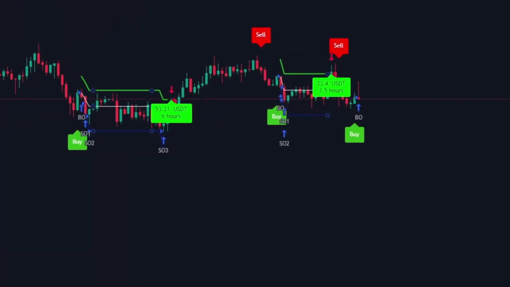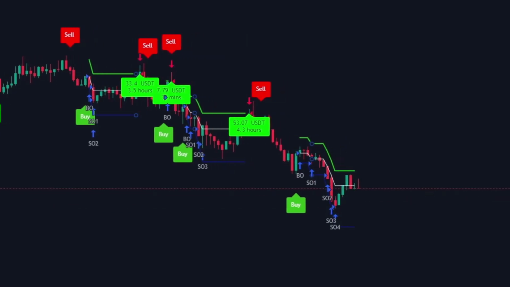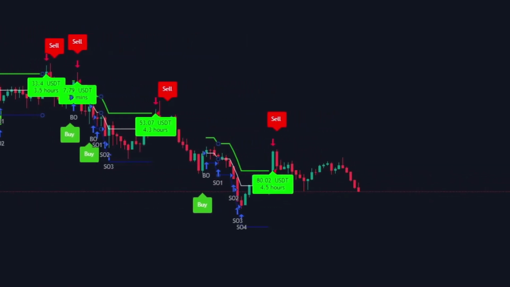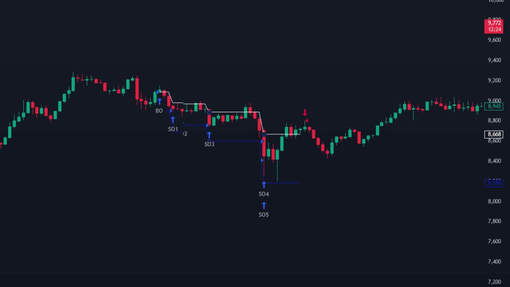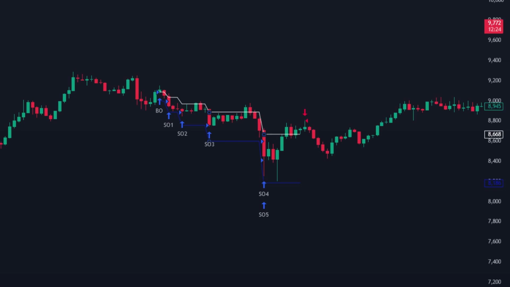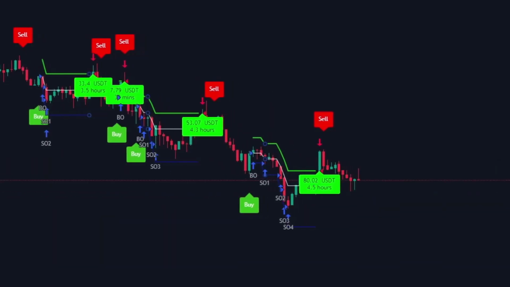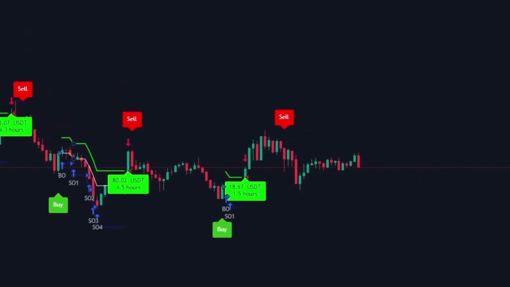DK Algo gives you the ability to configure several key settings for safety orders. You can set the size of your base order and safety orders to determine how much capital you want to allocate. You can define how far the market should move before placing your first safety order and customize the scale of subsequent orders to increase or adjust their size dynamically. You can also choose how many safety trades the system should place, giving you the flexibility to tailor it to different levels of market volatility. With these customizable options, DK Algo gives you full control over your risk and strategy.